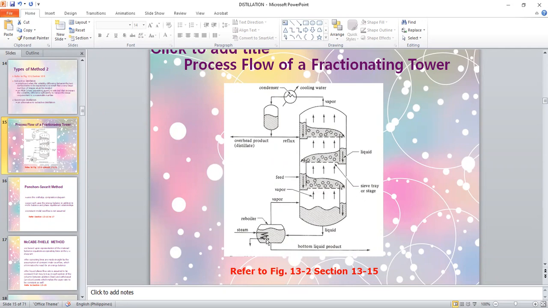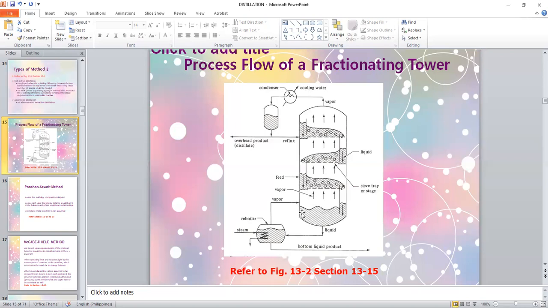In this shell, you have the reboiler at the bottom. This could be presented as a very simple circle. In the reboiler, you have steam supplied. The purpose of the reboiler, as we view it, is to convert part of the liquid that has been collected at the bottom of the tower into vapor that will flow countercurrent to the liquid that is going down. The rest that was not converted into vapor is withdrawn as the bottoms liquid.